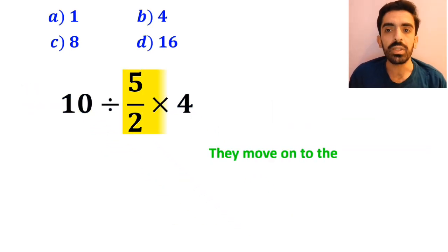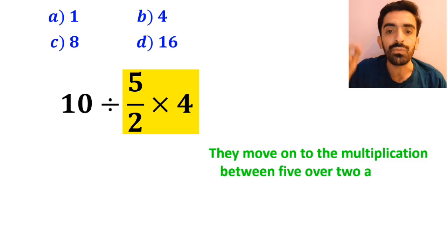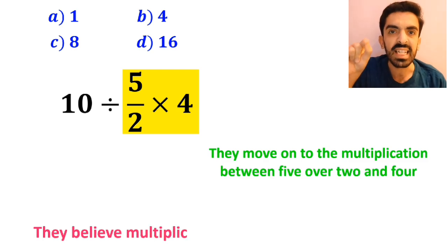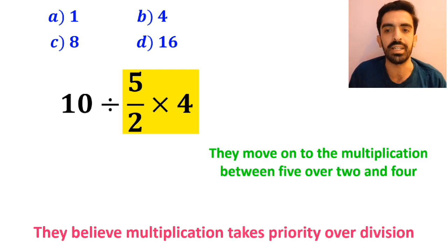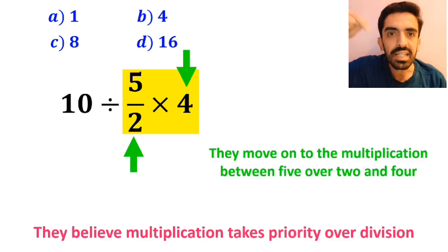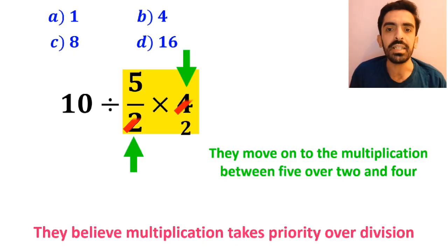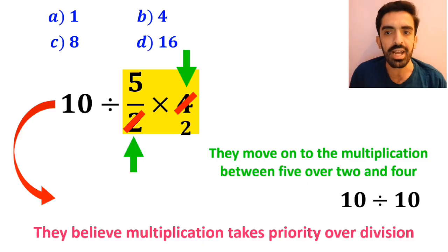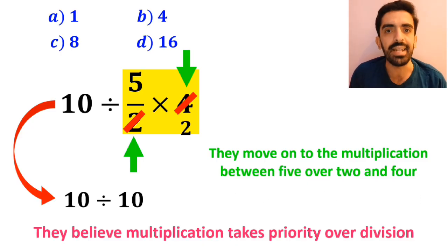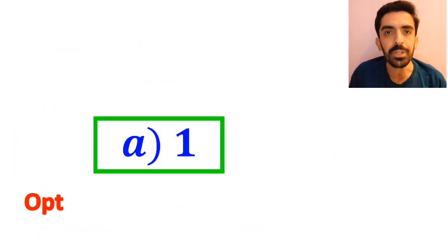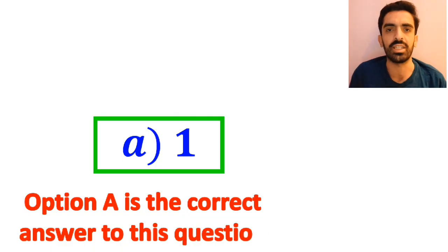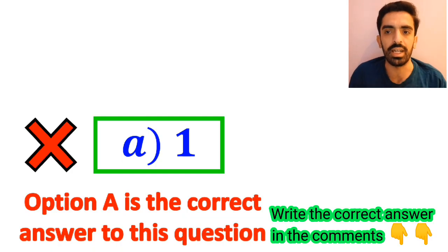Then, they move on to the multiplication between 5/2 and 4 because they believe multiplication takes priority over division. Alright, as you can see in the image, they simplify the number 4 with the 2 in the denominator, and instead of the original expression, they write 10 divided by 10, which finally gives them the answer 1. And immediately, they conclude that option A is the correct answer to this question. However, it's not the correct answer to this question.